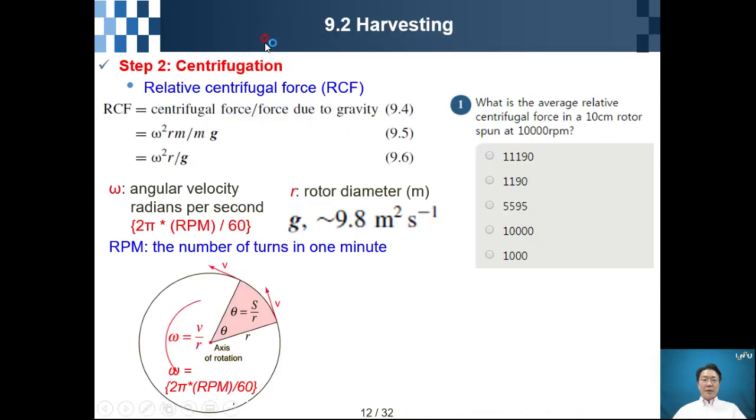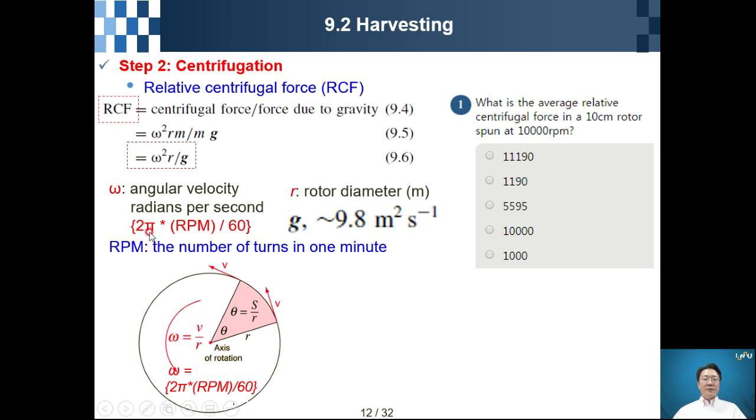In this slide, I will explain the mathematics in centrifugation, especially how to calculate relative centrifugal force, RCF. RCF means the centrifugal force divided by the force due to gravity. So RCF is omega squared multiplied by r, where r is the rotor diameter, divided by g. Omega is the angular velocity, in radians per second, which is 2 times pi multiplied by RPM.